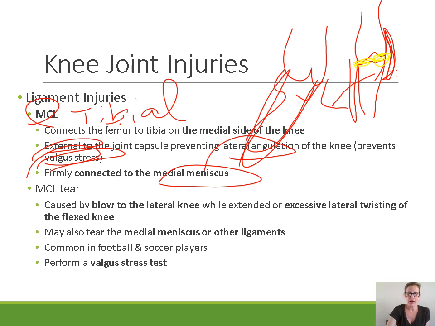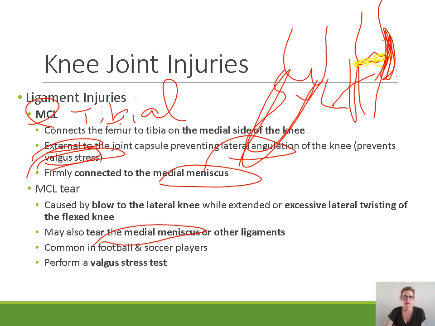So as this medial collateral ligament passes through here, the inner layer of it is firmly connected to the medial meniscus. Because of this, medial collateral ligament tears are frequently associated with tears of the medial meniscus. We do see tears of other ligaments as well, in larger, more high energy knee injuries.